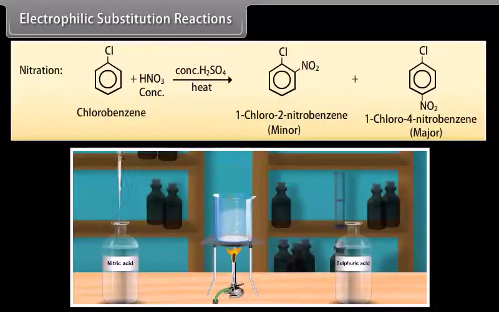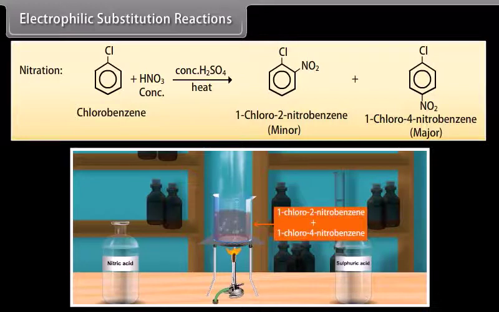Nitration. When chlorobenzene is mixed with nitric acid and then concentrated sulfuric acid is added, it reacts to give 1-chloro-2-nitrobenzene, which is a minor product, and 1-chloro-4-nitrobenzene, which is a major product.